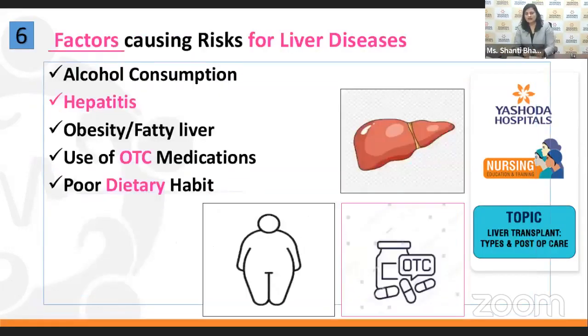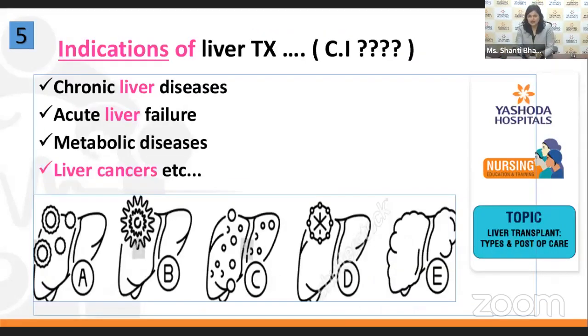Yes. So, sir, if they do not meet the criteria for the liver transplant, then we always give them some sort of conservative management, I think, in terms of giving them drugs and lifestyle changes, I guess. Yeah, I think so.